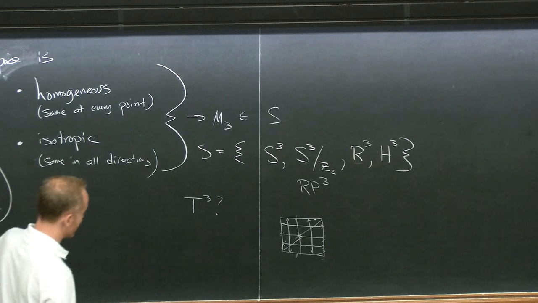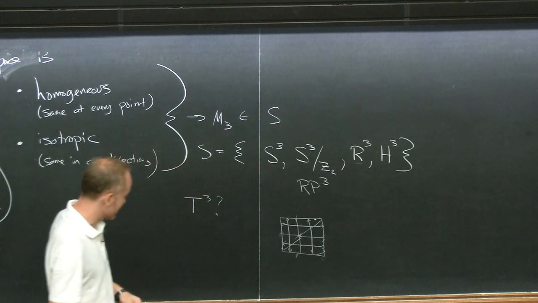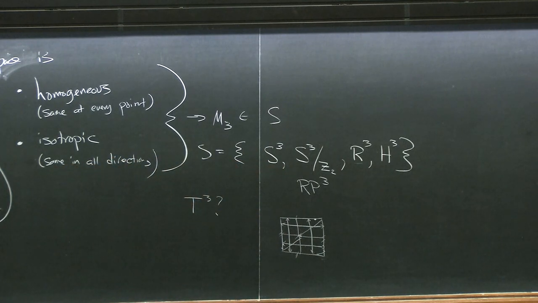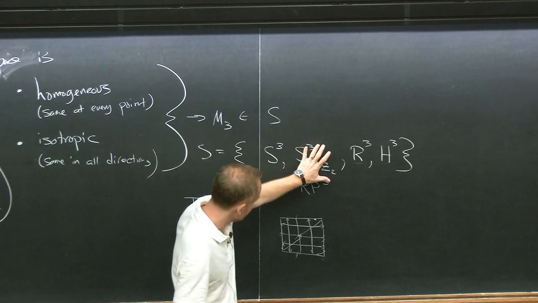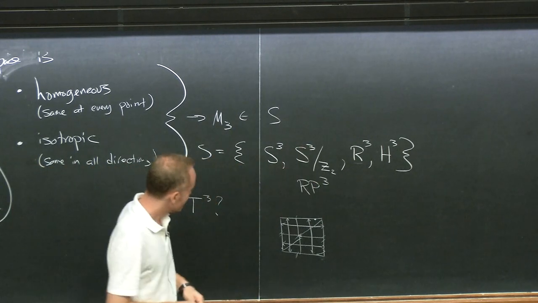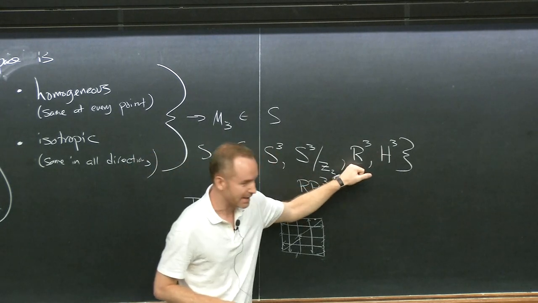So different directions are not equivalent. And it's impossible to put a metric on the space that fixes that. It's just intrinsically not isotropic. So that's why there are only these four possibilities. And again, everybody tends to forget RP3 and say there are just these three. This is referred to as a closed universe, open, flat.